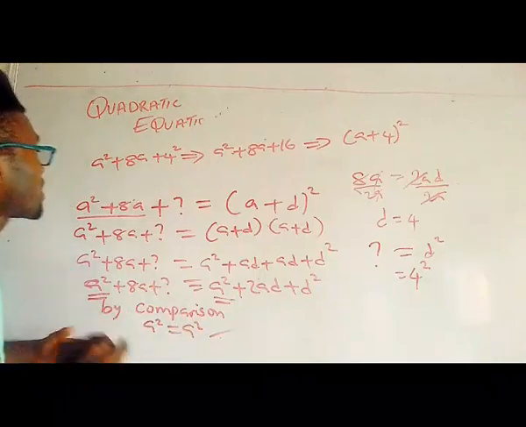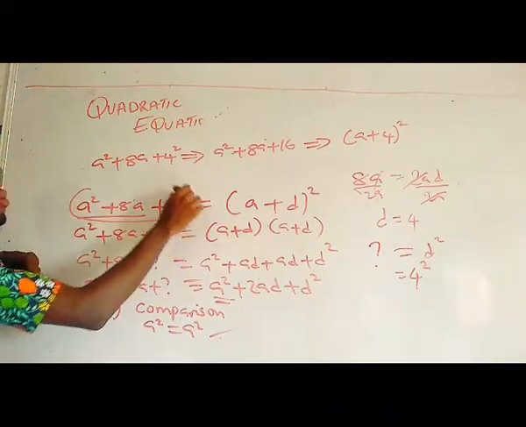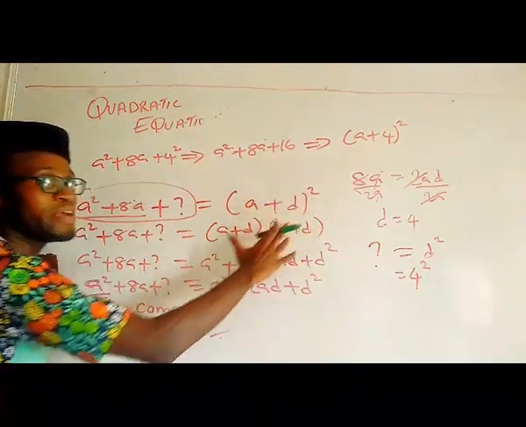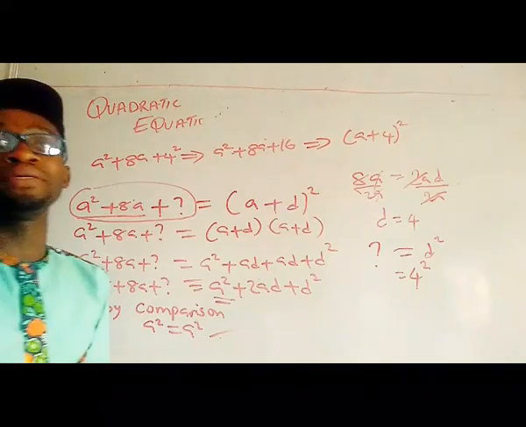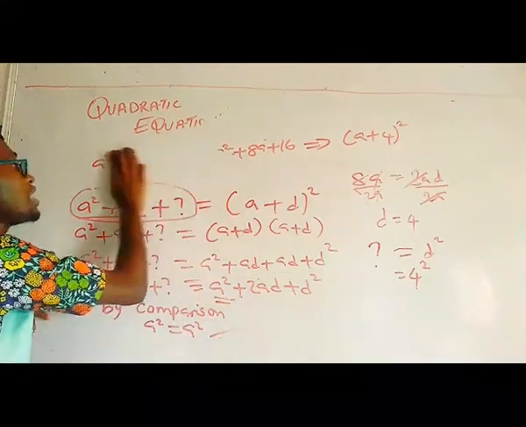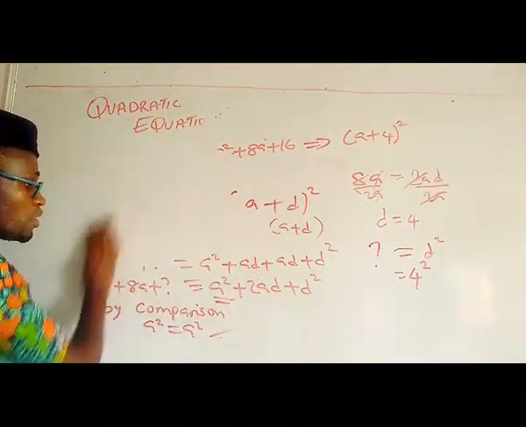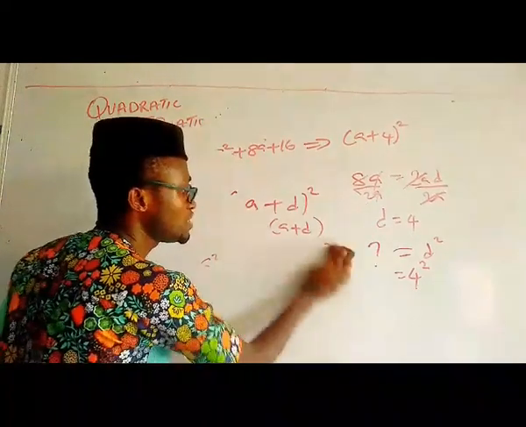So that is what we are talking about, the completing the square method. We are trying to make something like this to be a perfect square. Now let us go over to the full completing the square method. I'll get the question, and once I get the question, we are solving it with this method.